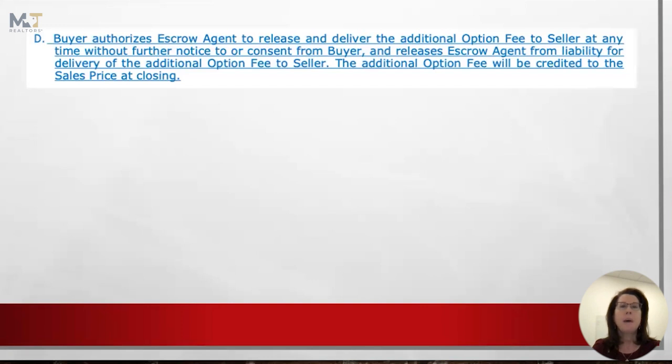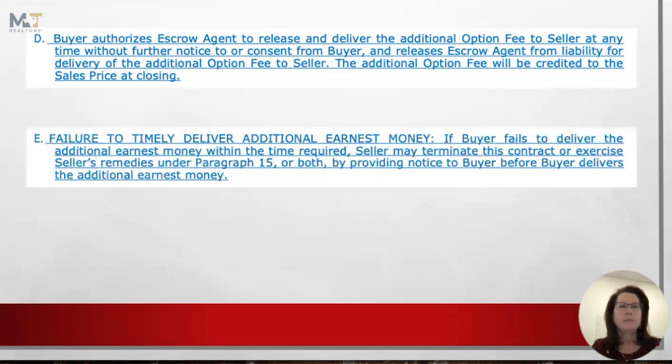So D, buyer authorizes the escrow agent to release and deliver additional option fee to seller at any time without further notice or consent from buyer, and releases escrow agent from liability for delivery of the additional option fee to seller. The additional option fee will be credited to the sales price at closing. So just like any option fee, if we're not in a backup offer, say we had to extend it on an amendment, that money has to be given to the seller, and then it is credited back to the buyer.